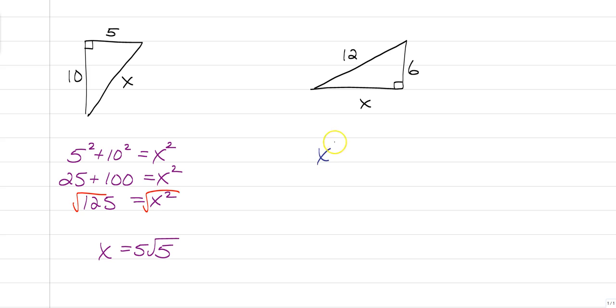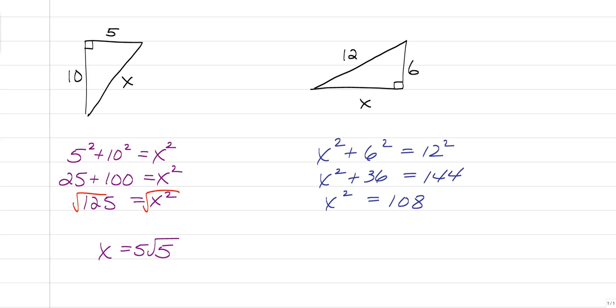So to set this up, you should have x squared plus 6 squared is equal to 12 squared, or the other way around is just fine. And that's going to give you x squared plus 36 is equal to 144. And then you need to subtract 36 from both sides, and you get x squared is equal to 108. And then after you take the square root of both sides, you should end up with x is equal to 6 root 3.